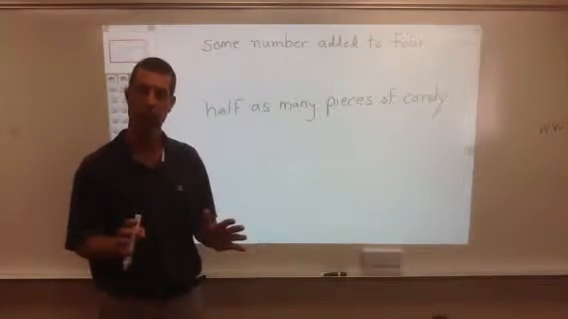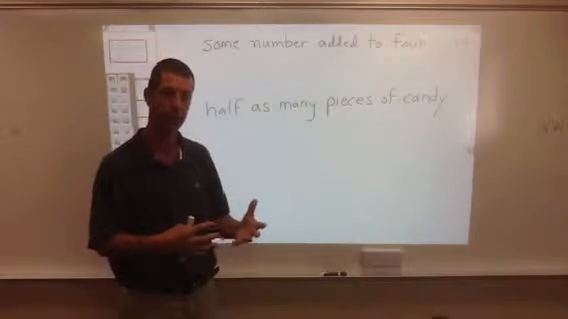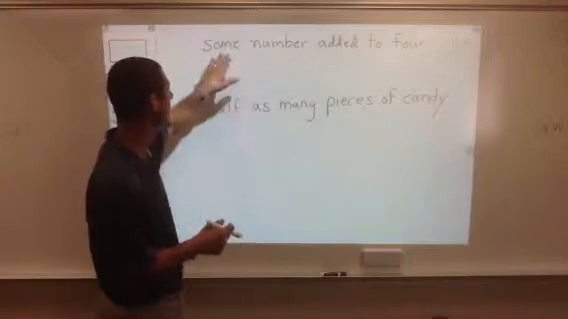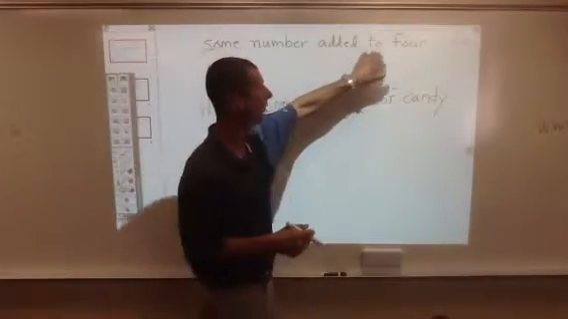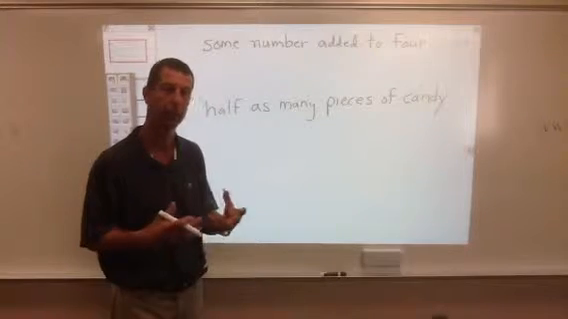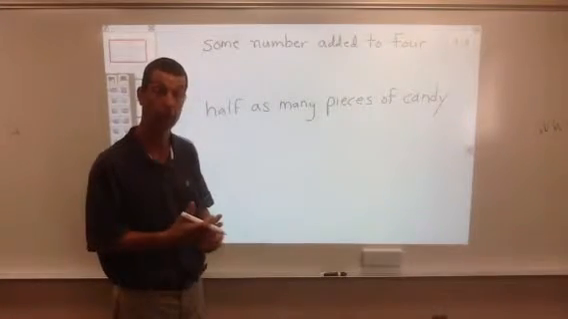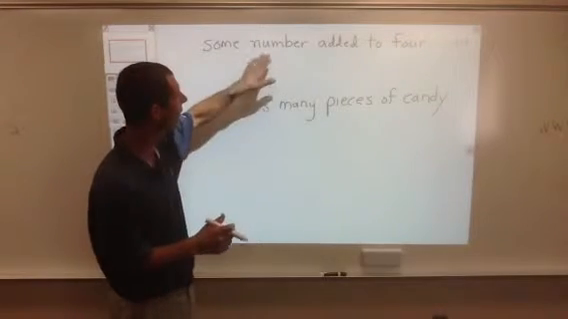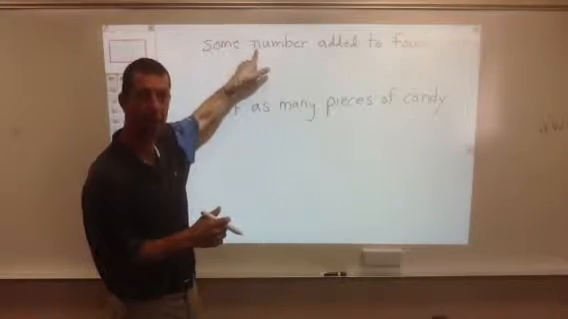We don't put an equal sign in these, and obviously we don't solve them because we don't know what the variable really is. Okay, so here we have some number added to 4. The first thing we got to do is define a variable. In other words, select a variable to use. It can be any letter that you want it to be. Quite often I like to use n for number.